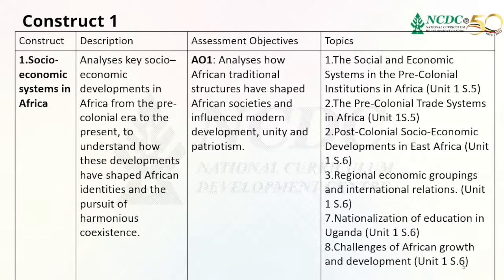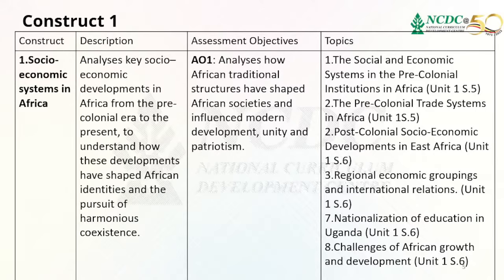Under this, we saw some trade systems at O level. We are not repeating them. There are new ones like trans-Saharan trade and triangular trade, which we never tackled at lower secondary, that we are bringing under topic 2, Senior 5. Under this construct, another topic is post-colonial socio-economic development in East Africa.